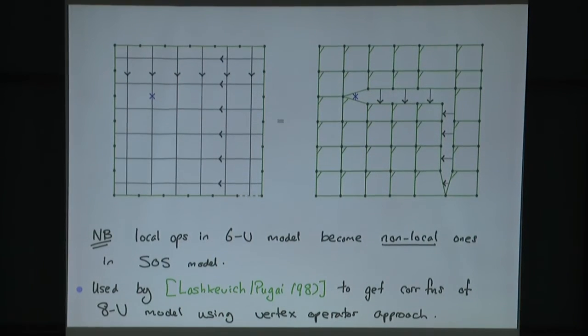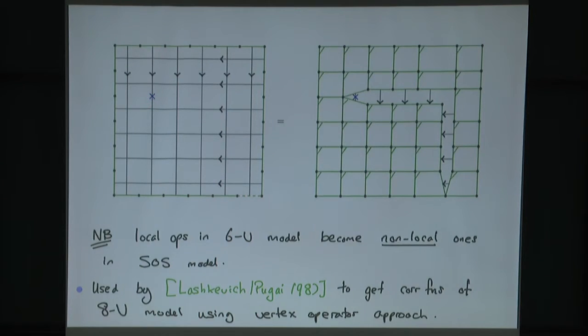But the important point is that local operators in the 6-vertex model go into non-local operators in SOS models. And I can modify the boundary up here, and I can move this to the boundary, but I always end up with some seam that goes from the insertion point to the boundary. There's nothing you can do about it. Incidentally, this connection was used by Lashkevich and Pugai in 1998 to get correlation functions of vertex models.